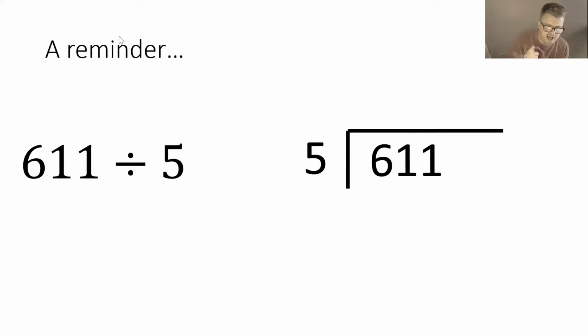Okay, you should have worked this question out by now. I'm going to tell you what the answer is to see if you are correct. So I've set it out like I normally do. I've written out my bus stop method. I've got 611 inside the bus stop. I've got 5 on the outside of the bus stop.